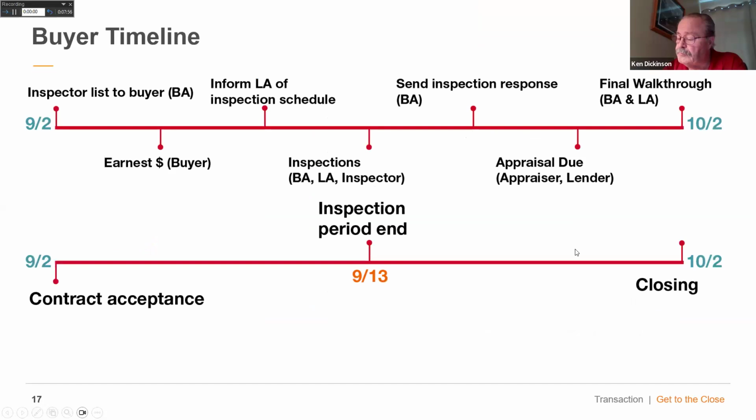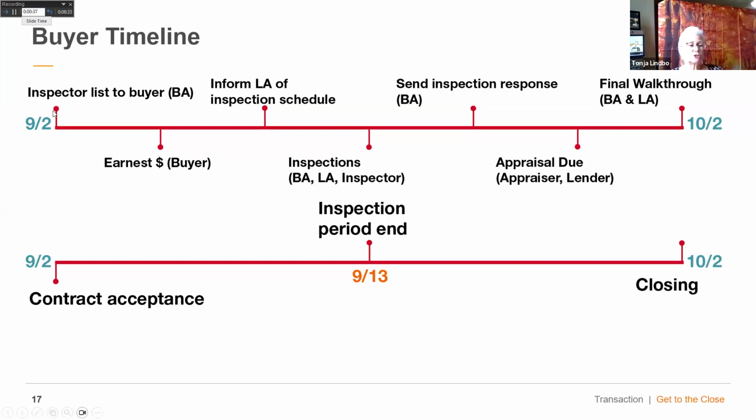Not yet. All righty. So here we're going to go, and this is a buyer timeline. At the time of getting an accepted offer, that's when you give your buyer the list of inspectors. And I always give at least 2 inspectors that I've used or I use regularly, and I let the buyer choose. Sometimes I call the inspector for my buyer. Other buyers want to do it themselves because they want to shop around a bit.